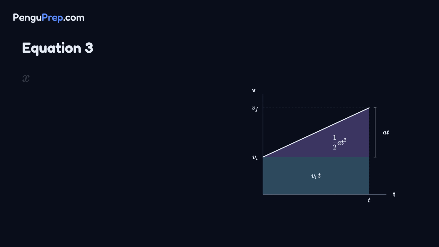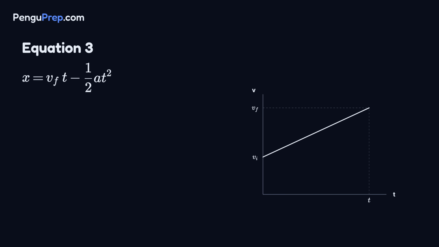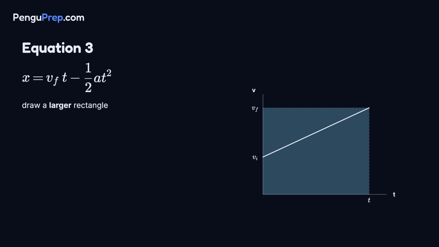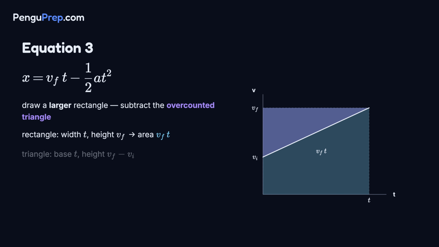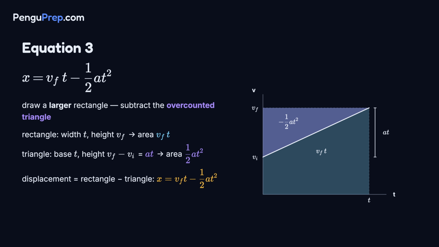The next equation, x equals vft minus 1/2 at squared, can be proved using the same graph. Instead of adding the area of this rectangle and triangle, let's draw a larger rectangle than what we need and subtract the triangle which represents the overcounted area. This rectangle has a width of t and a height of vf, so its area is vft. And the triangle has the same area as the one before. It has a base of t and a height of vf minus vi, which is at. So its area is also 1/2 at squared. Therefore, the displacement, which is the area, can be represented as vft minus 1/2 at squared. We have proved the equation again.